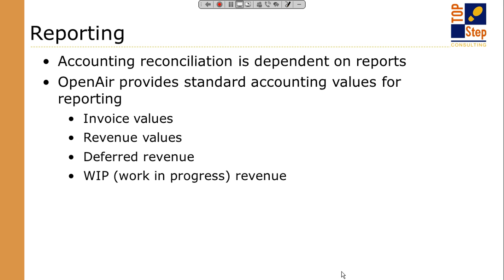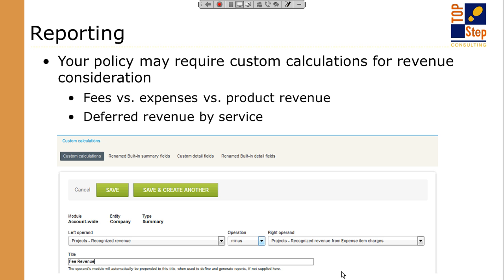If it was reversed and I invoiced the customer $10,000 and I recognized $100,000, I've got $90,000 in WIP in the system. So it's just standard calculations for reports in OpenAir, so you can use those features for the automatic calculations, or of course you can do your own custom calculations in the system to generate maybe a breakdown of the types of revenue that you have.